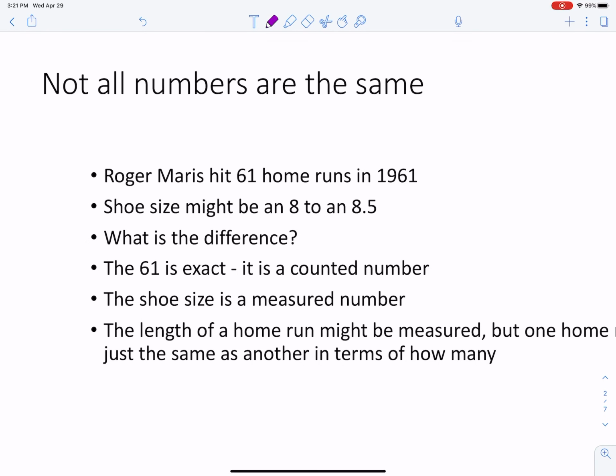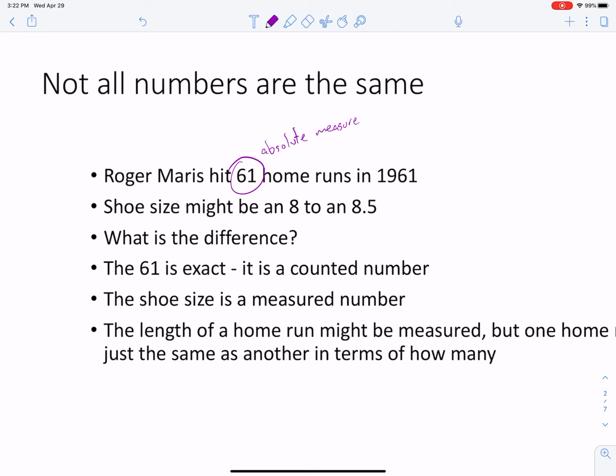Roger Maris hit 61 home runs in 1961. 61, this is an absolute measure. You can't hit half a home run. Two doubles does not equal a home run. It's not the way it works. You can't hit 61.2 home runs. You just hit 61 home runs.